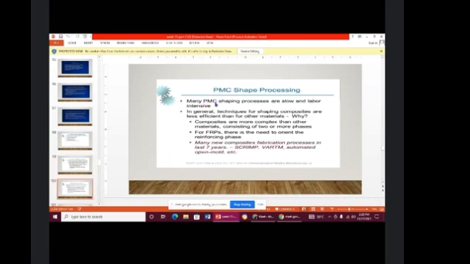Next are the PMC shaping processes. Many PMC shaping processes are slow and labor intensive. In general, techniques for shaping composites are less efficient than for other materials. Why? Because composites are more complex than other materials, consisting of two or more phases. For FRPs, there is a need to orient the reinforcing phase. There are many new composite fabrication processes in the last several years, such as SRIM and VARTM, automated open mold, and others.